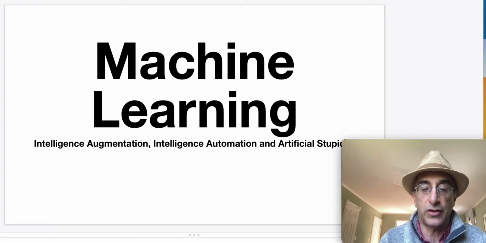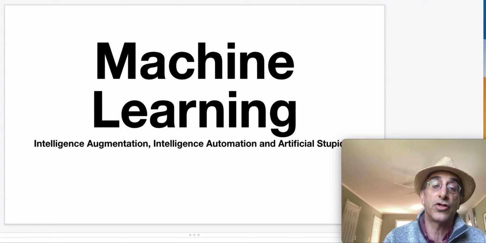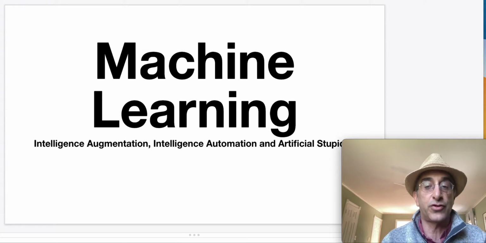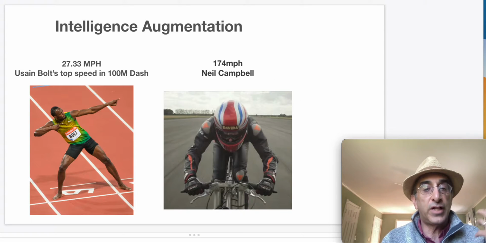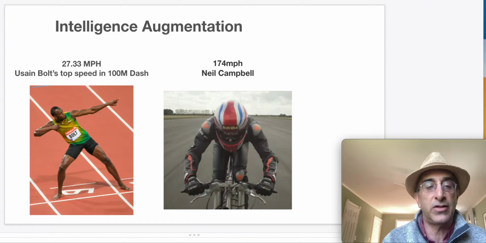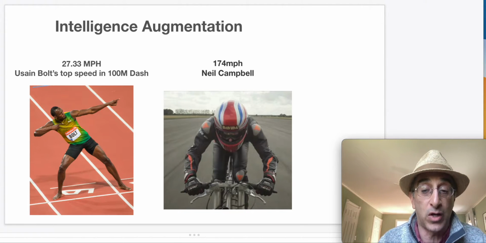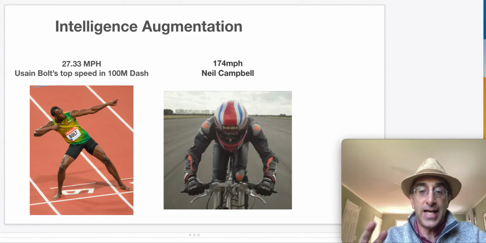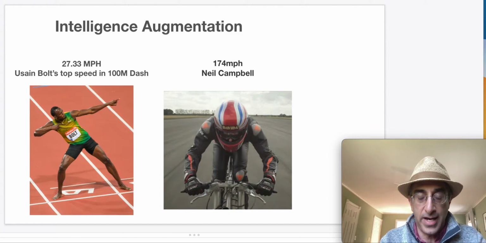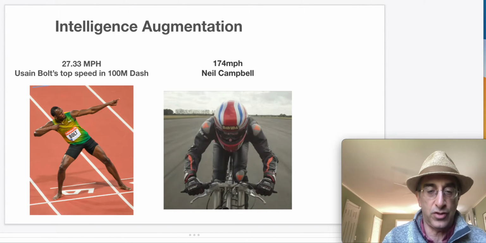But what about machine learning? So I'm here to talk about three parts of machine learning: intelligence augmentation, intelligence automation, and artificial stupidity. So for intelligence augmentation, think about Usain Bolt. At his fastest in a 100-meter dash, he could do 27.33 miles per hour. Neil Campbell on a bicycle went 174 miles per hour. So machine learning is like a bicycle for the mind when you're augmenting the intelligence.